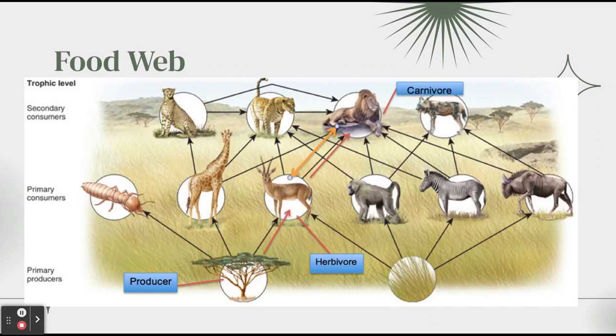Some examples of primary producers are acacia trees and stargrass. Primary consumers are termites and zebras. The top of the food web, the secondary consumers, are animals such as cheetahs and lions.